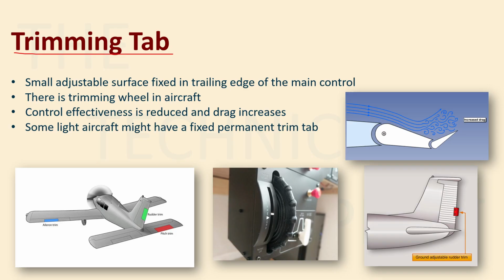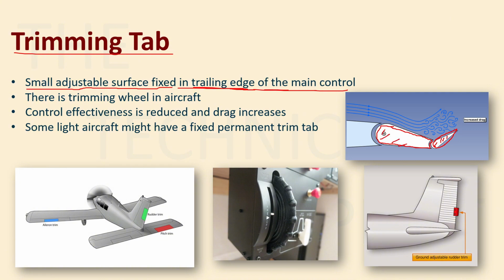All right, so let's start with trimming tabs. What are trimming tabs? Trimming tabs are small adjustable surfaces which are fitted in the trailing edge of the main control surface. If you can see this diagram, this is your control surface. This can be your elevator, aileron, or rudder. And this portion that you're seeing here is your trimming tab. All right. So the trimming tabs are attached at the rear portion of your main flying control.